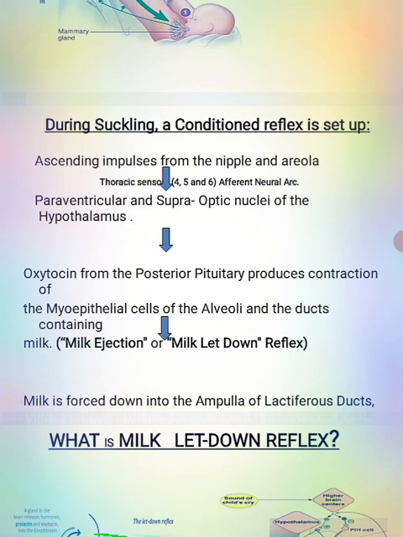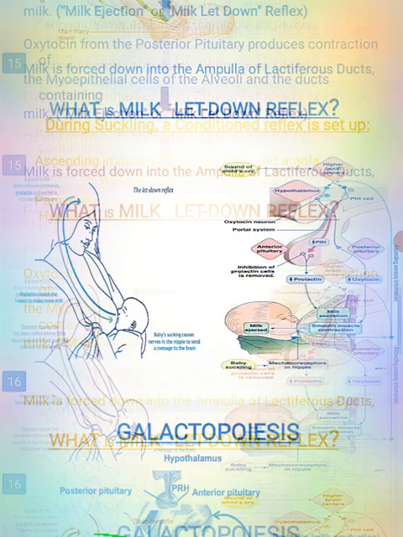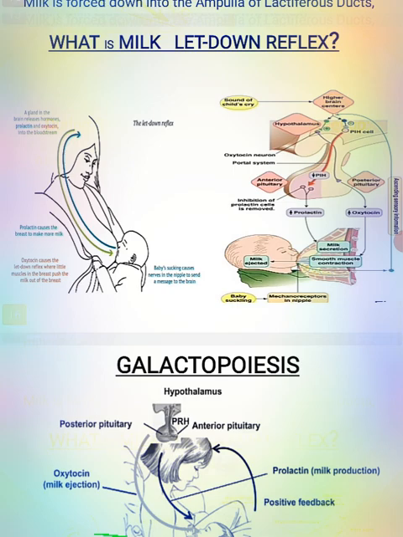During suckling, a conditioned reflex is set up. Ascending impulses from the nipple and the areola are sent through T4, T5 and T6 to the paraventricular and supraoptic nuclei of the hypothalamus, and oxytocin from the posterior pituitary produces contraction of the myoepithelial cells of the alveoli and the ducts containing the milk. This is termed the milk letdown or milk ejection reflex.